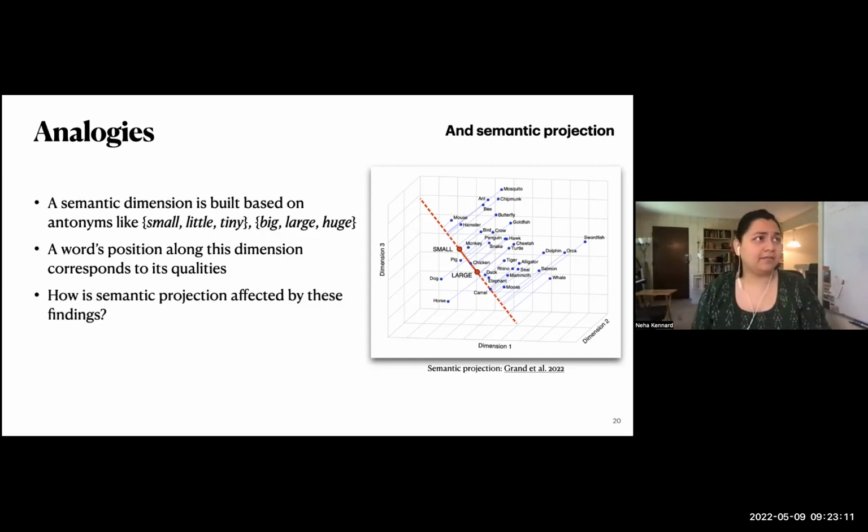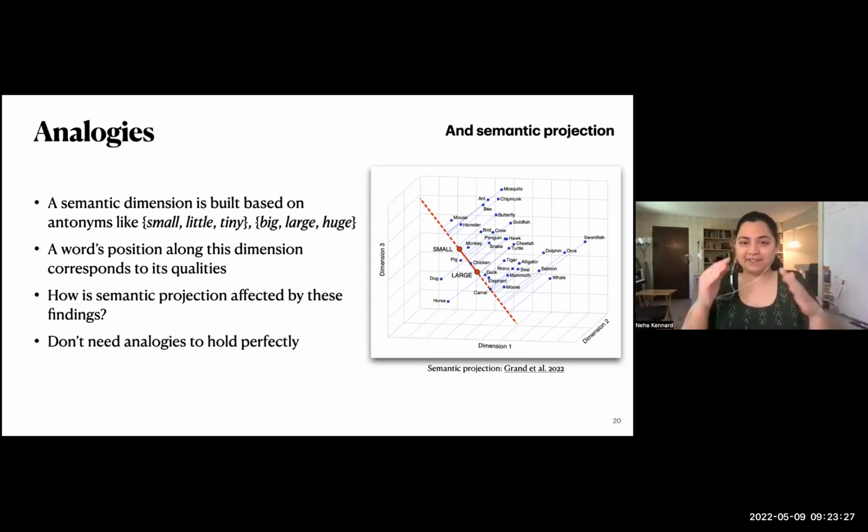A lot of times this type of work is pitched as saying analogies work, so this should work. So I do want to address how this is affected by the findings about analogies. I think it's okay because analogies don't actually need to hold perfectly. You don't need to have a perfect parallelogram for this to work. The requirement is much less stringent.